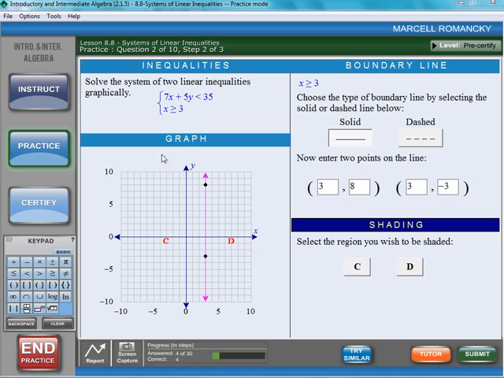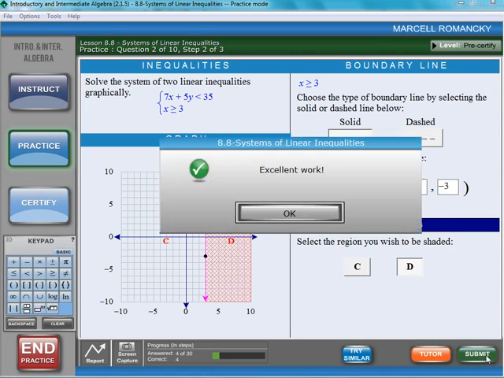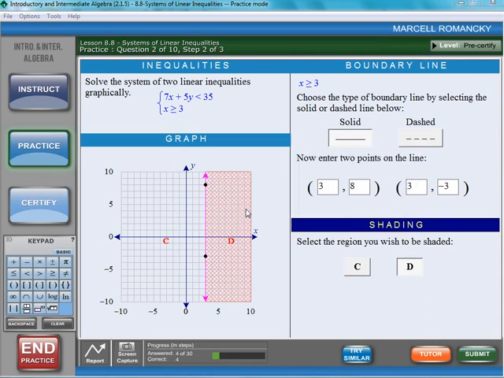Now, what side's going to get shaded? It is a greater than, so I would shade this side. Or if I use my test point of 0, 0, is 0 greater than or equal to 3? No, so that automatically tells me it's not the one I need. So I need D, submit it. And it's going to show me them both together.